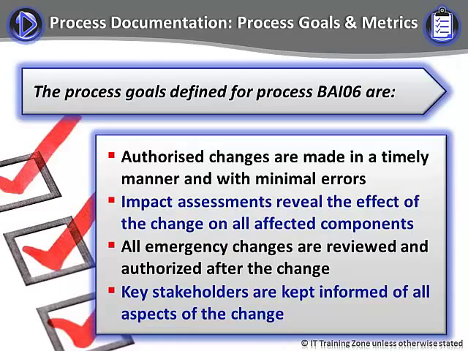The process goals defined for Process BAI 06 are: authorized changes are made in a timely manner and with minimal errors. Impact assessments reveal the effect of the change on all affected components. All emergency changes are reviewed and authorized after the change. Key stakeholders are kept informed of all aspects of the change.